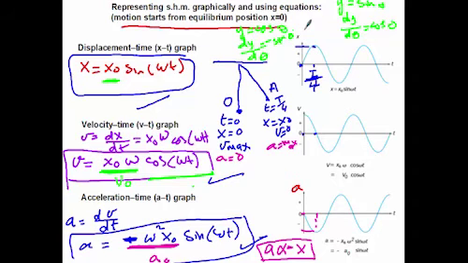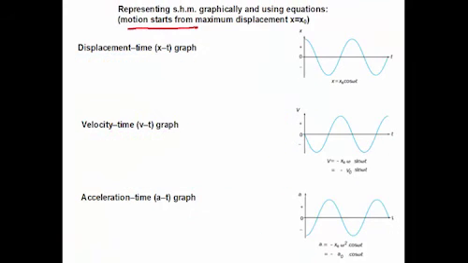Now again, we want to make clear that omega t is theta, which is in radian. Okay, so what about if the motion starts from maximum displacement, x equal to x naught?